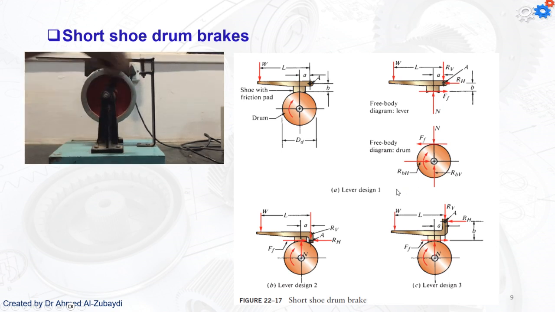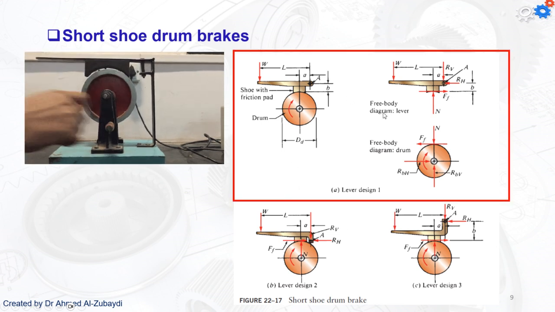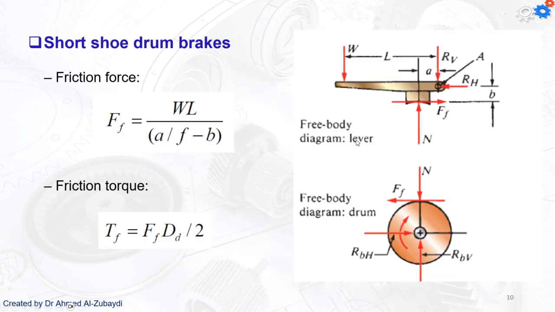the disc from rotating. This is actually a different type, but not much different. It's only about the lever design itself, so we can have a different value for the moment around the point A. So we're going to talk about the short shoe first, and then we're going to go for the long shoe.